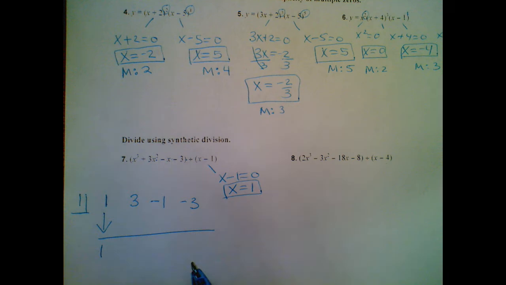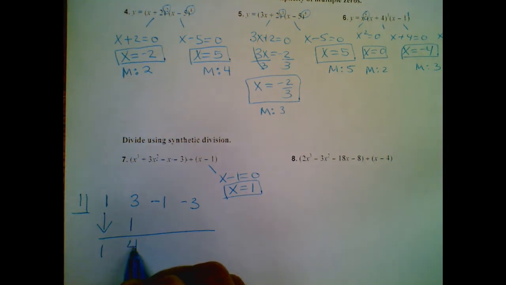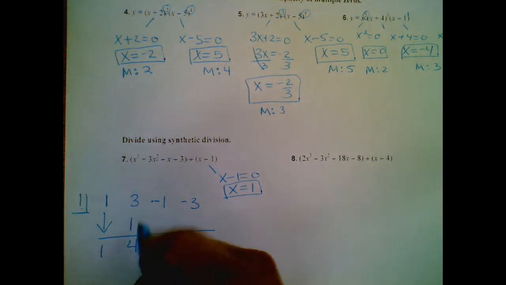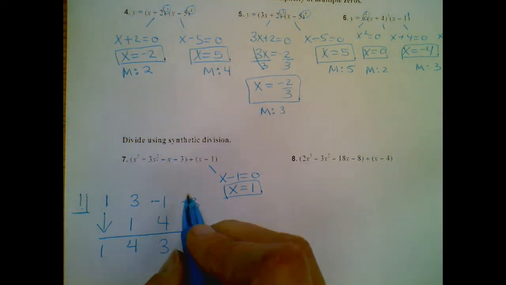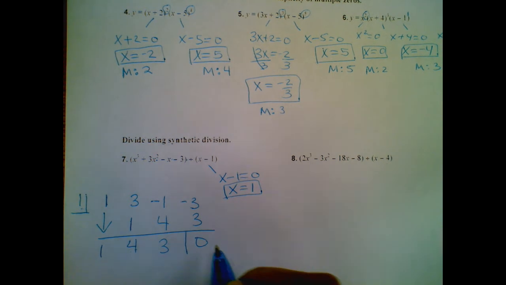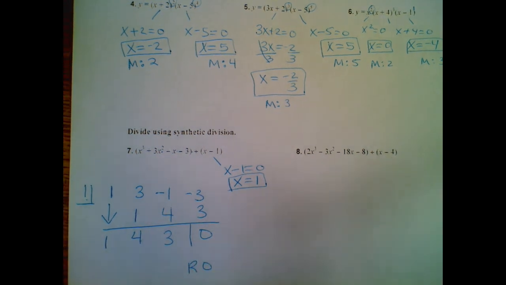That's our starting number. Multiply our diagonals. Add our columns. Multiply our diagonals. So 4 times 1 is 4. Add our columns. So we get 3. Multiply these diagonals, we get 3. Now this last number is always going to be your remainder. So our remainder for this problem is 0.